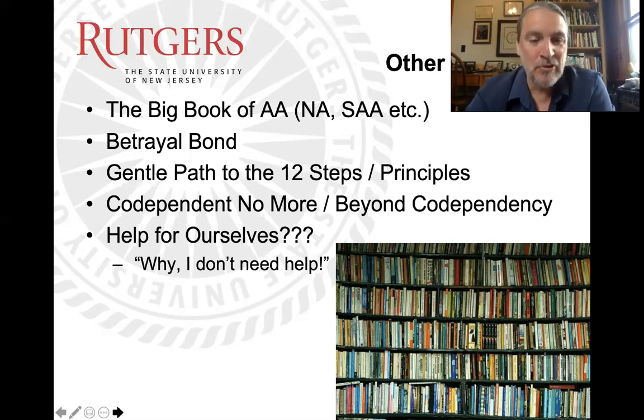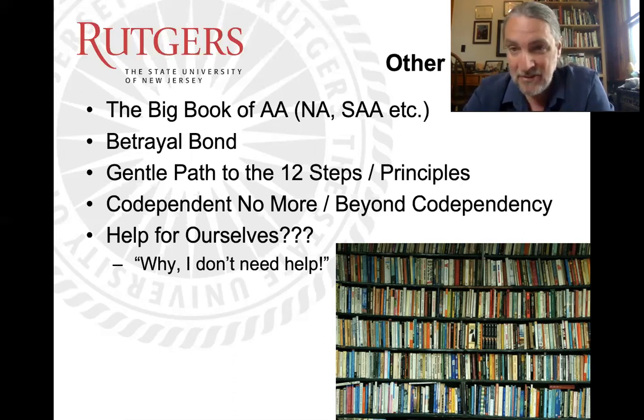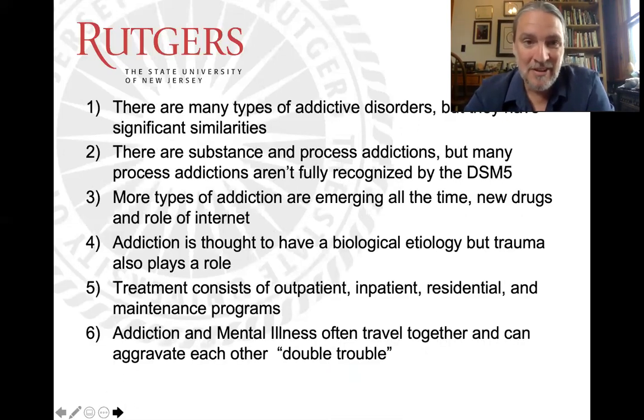There's some other great books about this: Betrayal Bond by Patrick Carnes, Gentle Path to the 12 Steps, Codependent No More and Beyond Codependency. We didn't even get into codependency, but that's an important part of working with addictions as well. And of course, getting our own help, because anything that we do with these clients, they know our buttons, they will find them, and you'll keep having your buttons hit until that work is done.